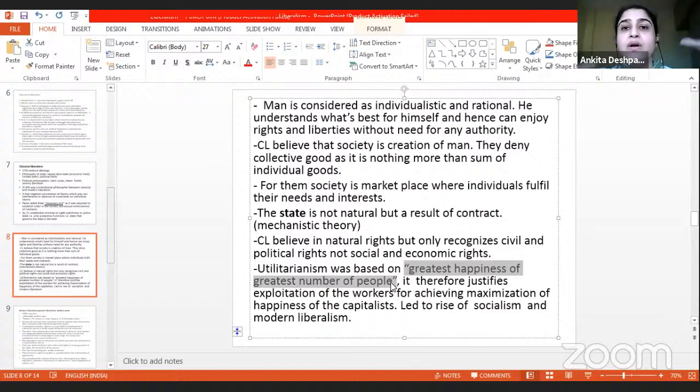So who is supposed to be the focus here according to Jeremy Bentham? The capitalist. His happiness matters, so the greatest happiness of the greater number of people. But when it was brought into practice, it led to exploitation of the worker class. Capitalists wanted profits, so they realized they could employ more and more workers. They could make workers work long hours for less payment, less wages. Ten people can get 100 rupees, but if I have 1,000 workers and more production, I will have to pay you less.